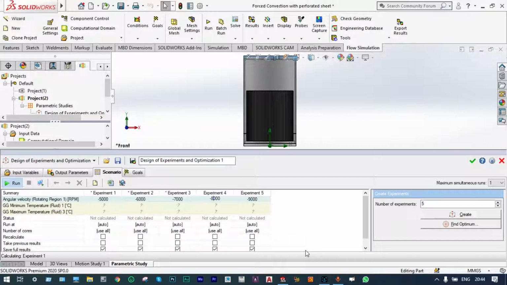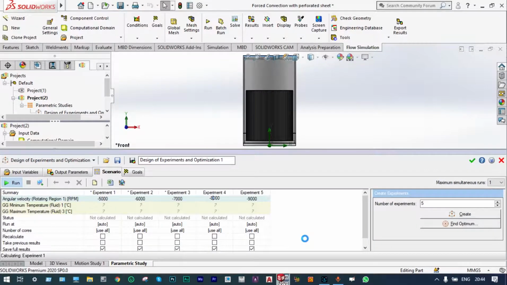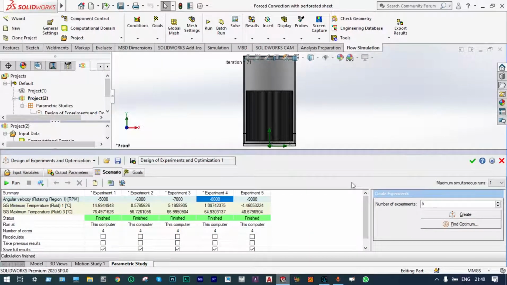SolidWorks has already started iterations. It will take some time for getting all the results. Let the iterations move on. Whenever it is finished, we'll see the results and go for analysis. We can see all the results are converged.